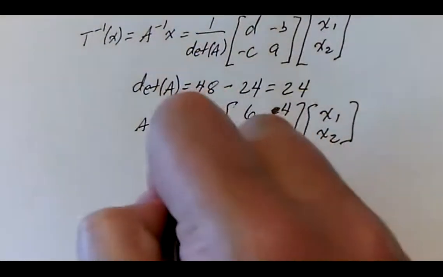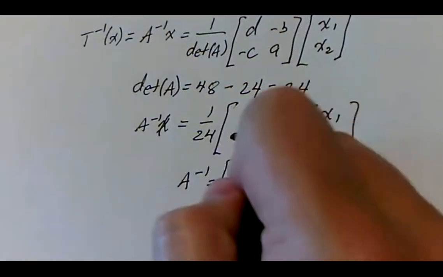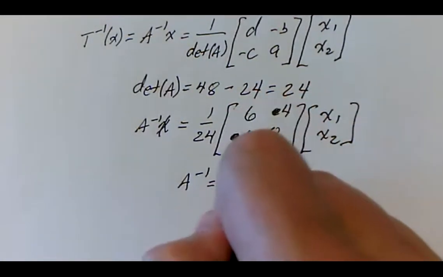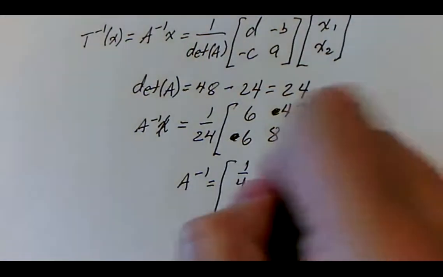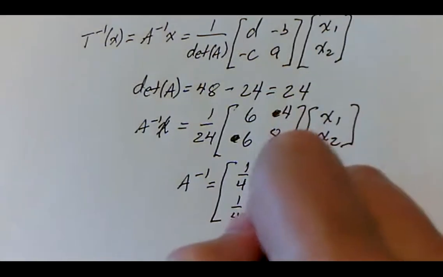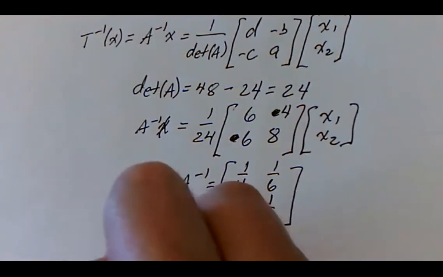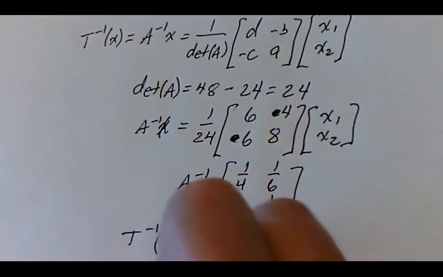Okay, so A inverse the matrix then I can write down as 6 over 24, that's 1/4. 6 over 24, that's 1/4. 4 over 24 is 1/6. And 8 over 24 is 1/3. And then I can write what the transformation would be. T inverse of x1, x2.